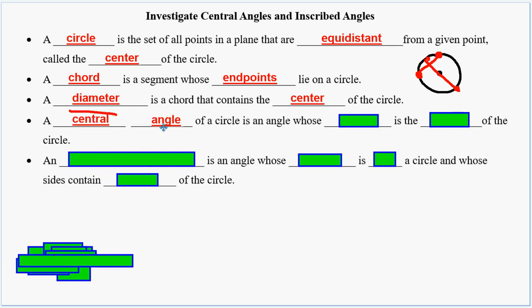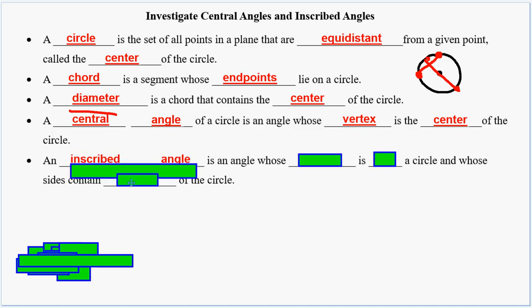A central angle of a circle is an angle whose vertex is at the center of the circle. Central angle, vertex at the center. An inscribed angle is an angle whose vertex is on a circle and whose sides contain chords of the circle.